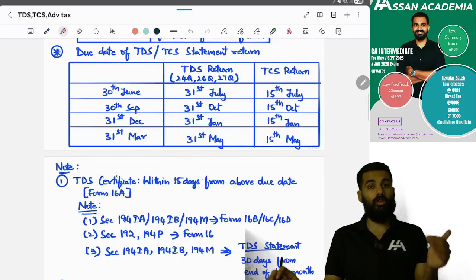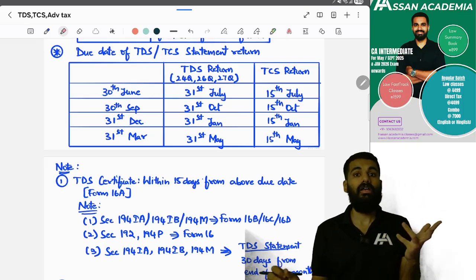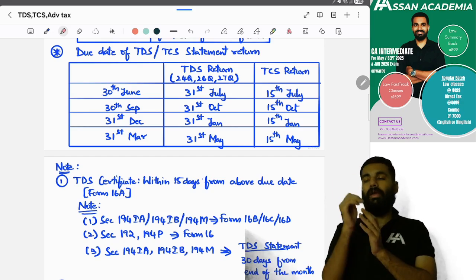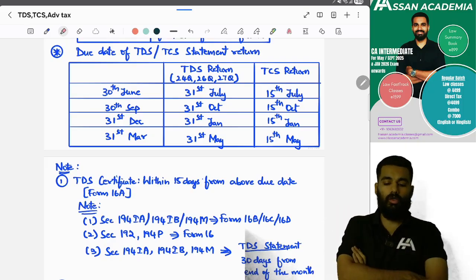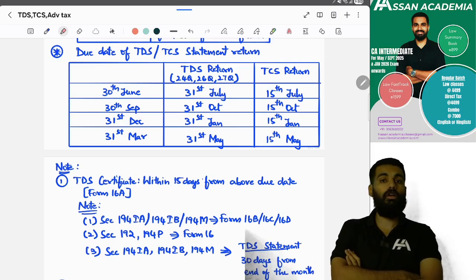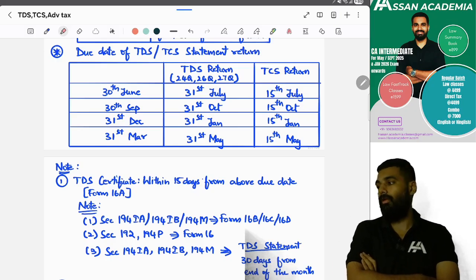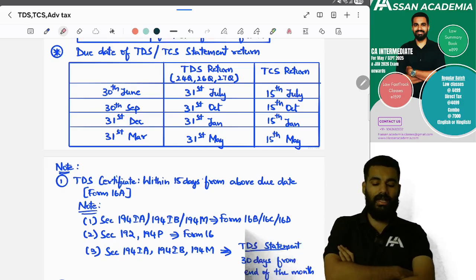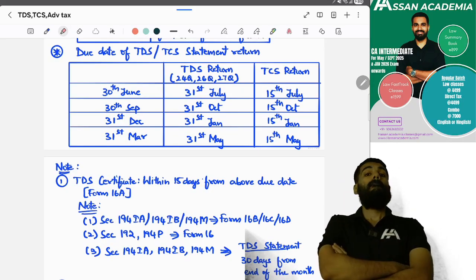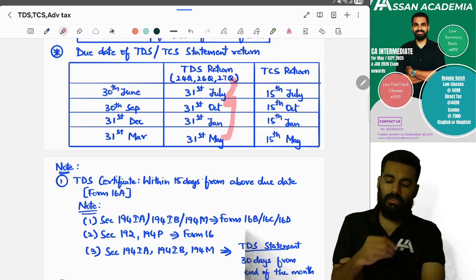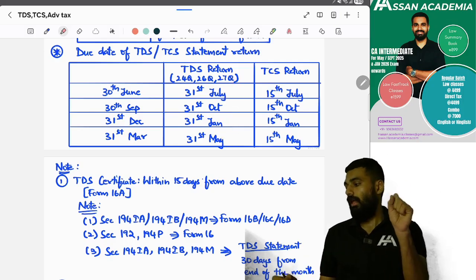Next, you also have to make something called a TDS or TCS return. Quarterly, you have to make it for 30th June, 30th September, 31st December and 31st March. So for 30th June the TDS return is due on 31st of July. For 30th September it is due on 31st of October. For 31st of December it is due on 31st of January, and for 31st of March it is due not on 31st of April but 31st of May. In these three situations there is only a 1 month gap, but in this situation there are 2 months, April and May.